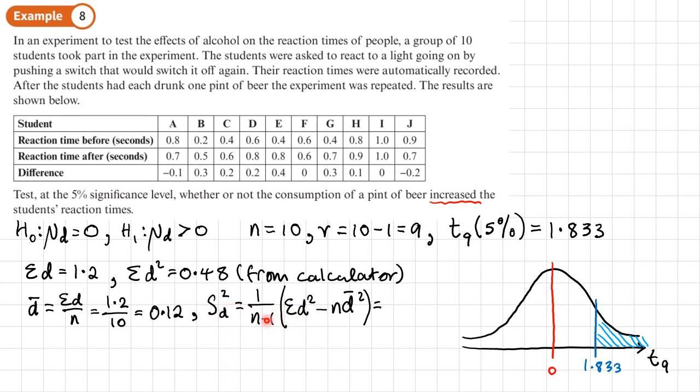So for the variance, here's the formula here. So I'm just replacing the x's that I would have seen before with d. So that's going to be 1 over n minus 1. So that's 1 over 9, same as the degrees of freedom. And then I'm going to have the sum of d squared, which I've got 0.48 minus n, which is 10, times by the mean squared, so that's going to be 0.12 squared. Just about fit it in there. So we'll work out what that gives us.